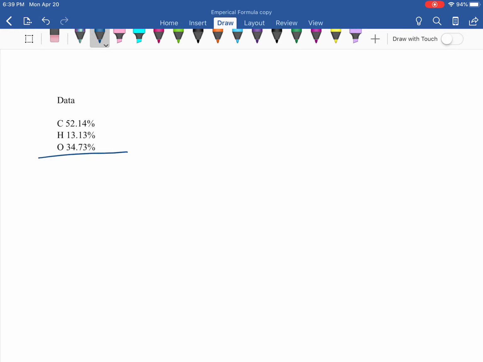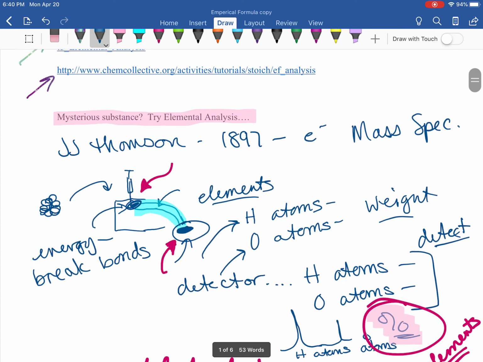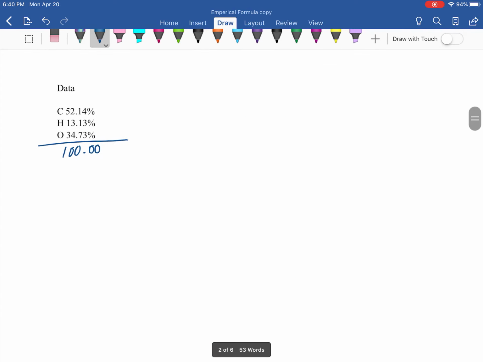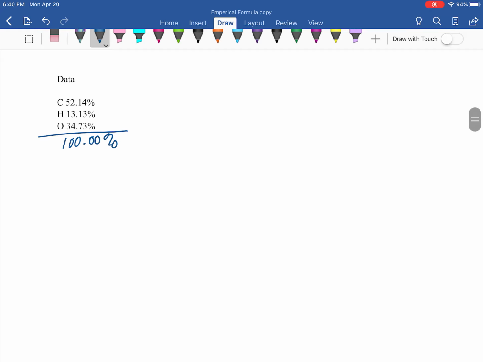The first thing I like to do in these, it's a little bit of math involved, so grab your calculator. The first thing I like to do is just double check that we're adding up to 100%. So I'm going to grab my calculator and just do a quick add up. You should add up to 100%. Every once in a while it's just slightly off. If it's slightly off, that's not too bad. This is exactly 100%. Awesome. So let's make our lives easier.